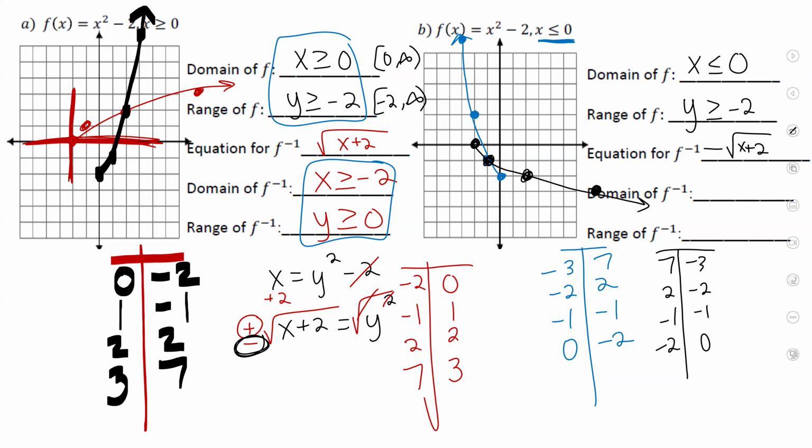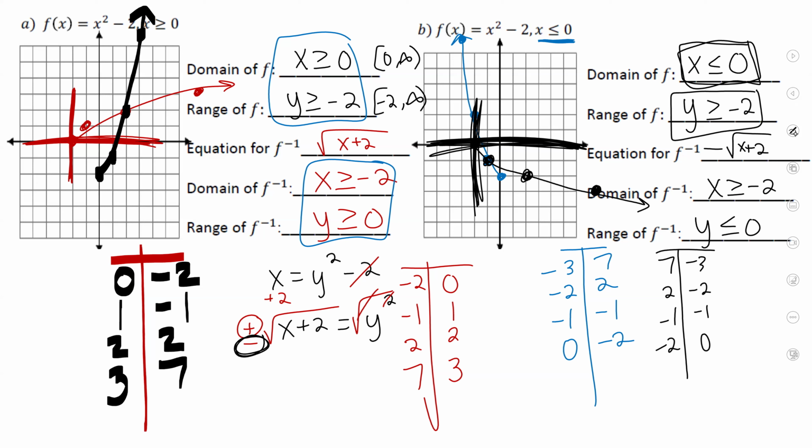Okay, what's the domain? Here's the left side. Yep, greater than or equal to negative 2. It's the same as the range. They just switch. And what's the range of the inverse? Yep, here's the very top at 0. Everything is below it. So y is less than or equal to 0, which is basically what this was. Domain and range switch for inverses.